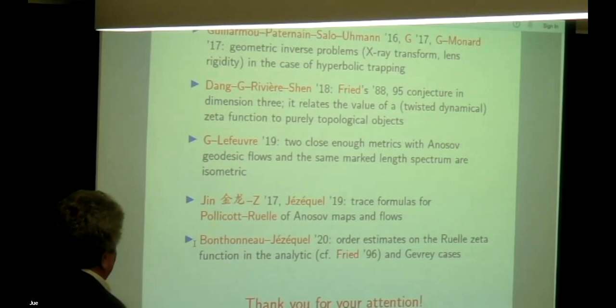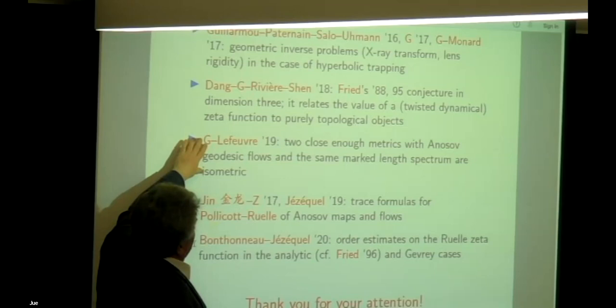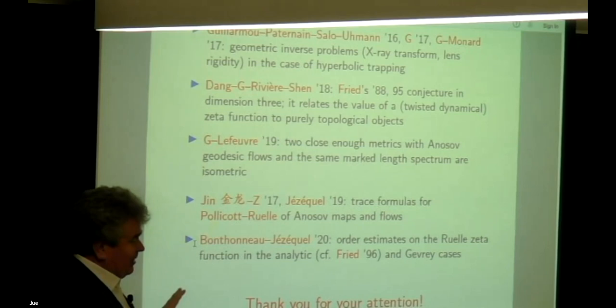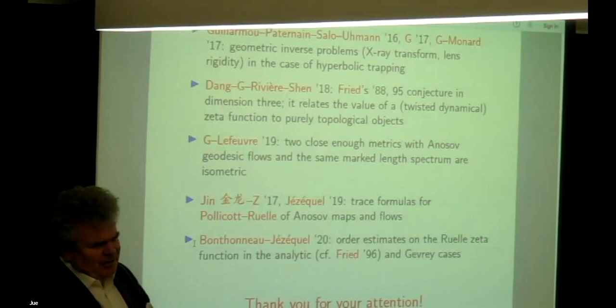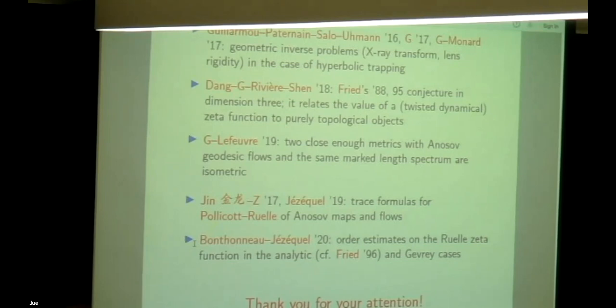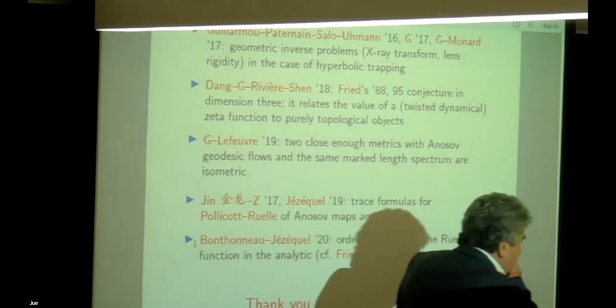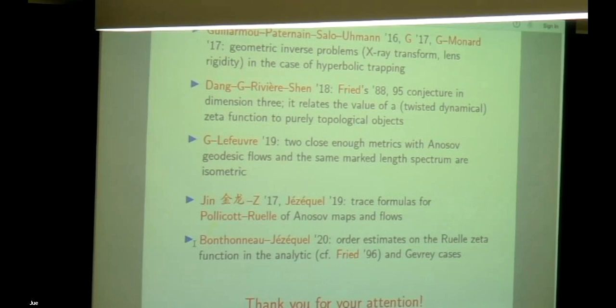And they showed that two metrics like that, that have the same marked length spectrum and are close to each other, have to actually be isometric, which is quite a remarkable result. And there are many other nuances. But as I said, I could not produce an example where quasi-normal modes are in fact Ruelle resonances for some system, and except for negatively curved surfaces, I do not know of such a case. Thank you very much for your attention.